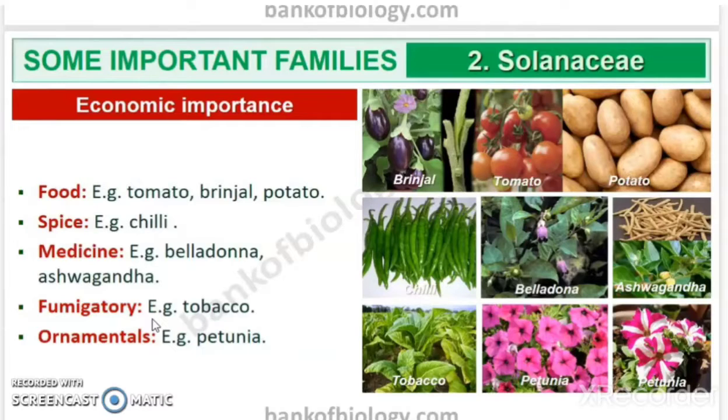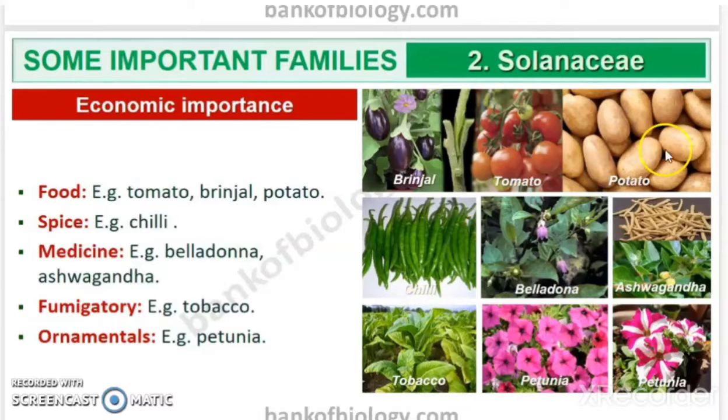So it is used as a fumigatory substance, which means that it produces fumes, and it is used for different purposes. A fumigatory example is tobacco. And then comes the last one, which is the ornamental plants. Ornamental plants are plants which are grown for their beautiful leaves and flowers. An example of ornamental flowers is petunia. You can see the petunia, different types of petunia. It will have very brightly colored flowers, and these are all ornamental plants.